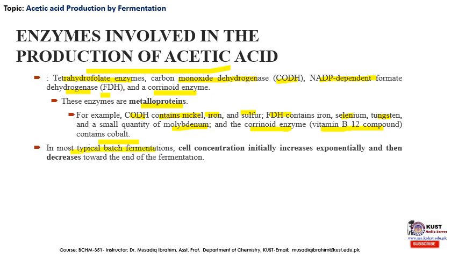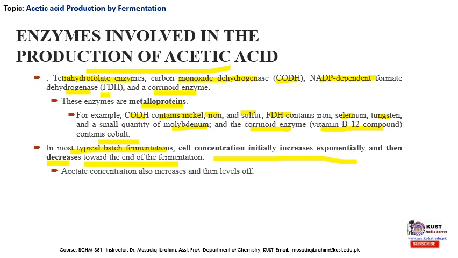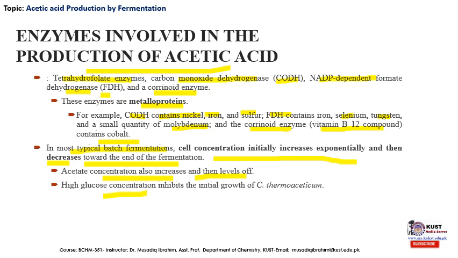Now, in most typical batch fermentation processes, cell concentration initially increases exponentially and then decreases. This we have discussed in detail in the fermentation process lecture. Towards the end of the fermentation, acetate concentration also increases and then levels off, which means that it becomes stagnant. High glucose concentrations inhibit the initial growth of Clostridium thermoaceticum. However, after adaptation, the fermentation proceeds rapidly.